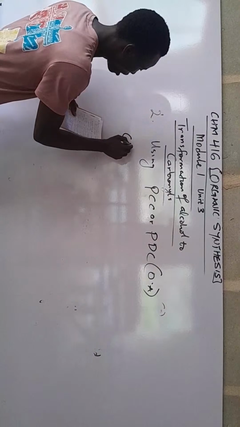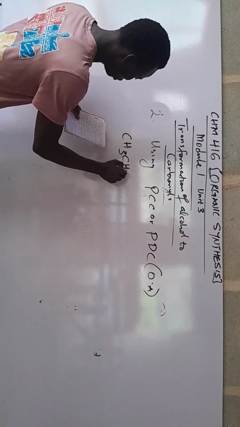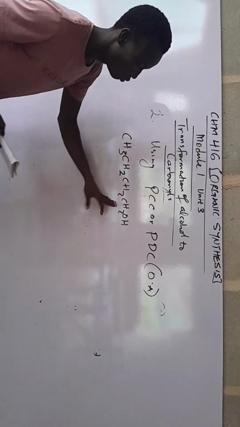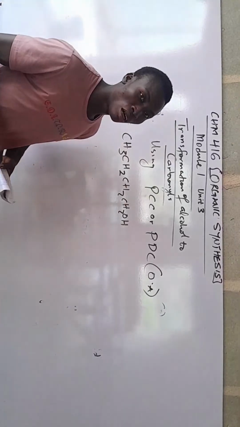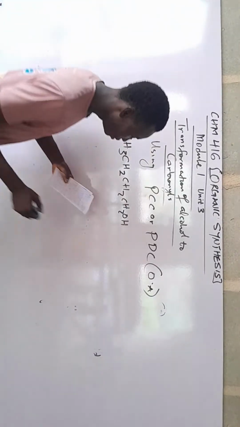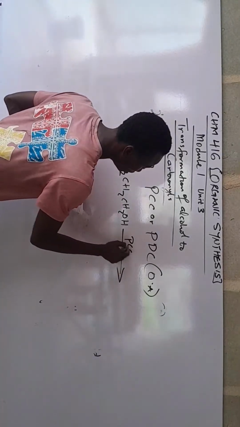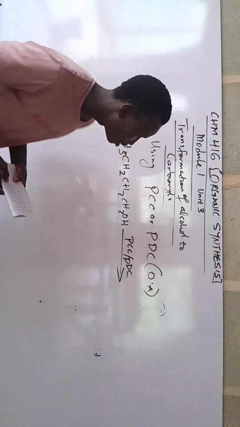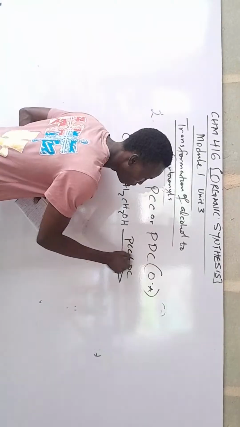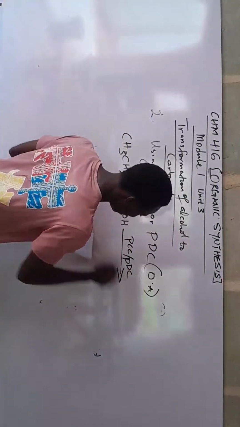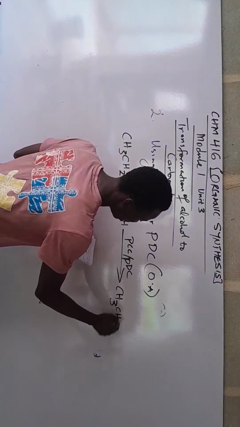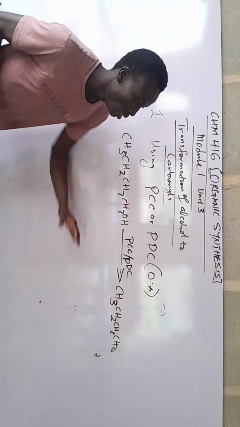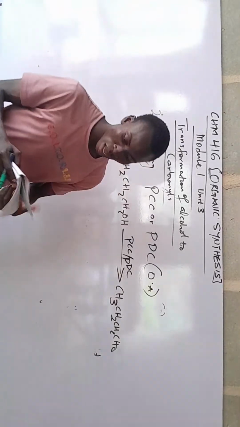For example, when we have CH3, CH2, CH2, CH2, OH, carbons 1, 2, 3, 4, this is 1-butanol. Then, in the presence of PCC or PDC, take note of that, you can come across a question on this. The product formed is CH3, CH2, CH2, CHO. This is butanal that we have there.